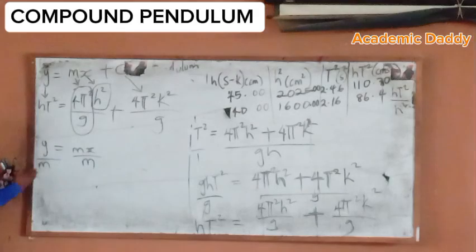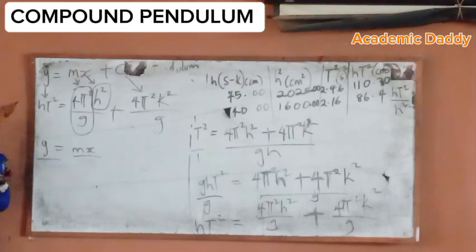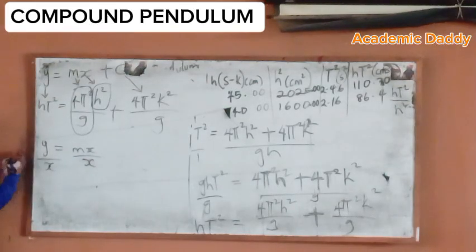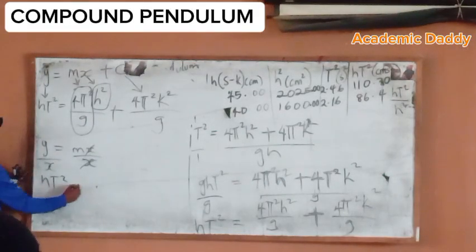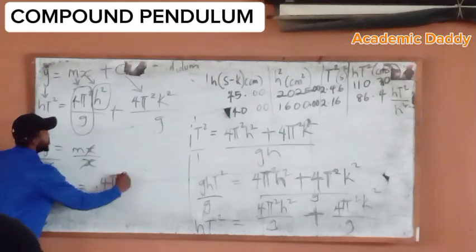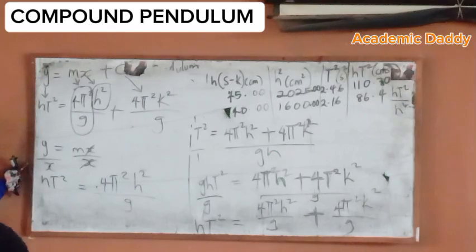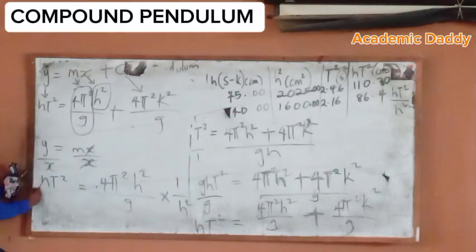Or if I want to get my slope, it is simply y over x. I can divide both sides by x, whichever way, depending on what I'm doing. This will cancel, so let's keep the same approach here. I'll have T squared equals 4 pi squared h squared over g. Now divide both sides by h squared, or multiply both sides by 1 over h squared.